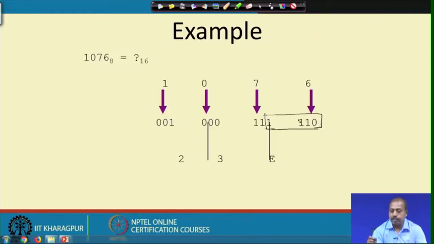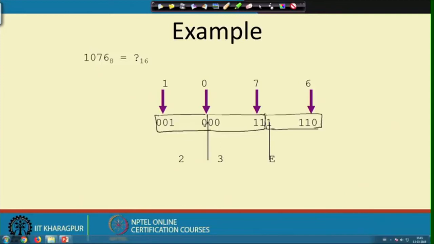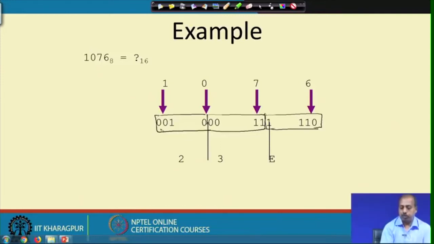So, it is taken as one group, then this part is taken as another group, this part is taken as another group, and then this part is taken as another group. And again for making it 4, the 2 extra zeros have been added at the beginning to make it a group of 4, and then you convert it into the corresponding hexadecimal number.